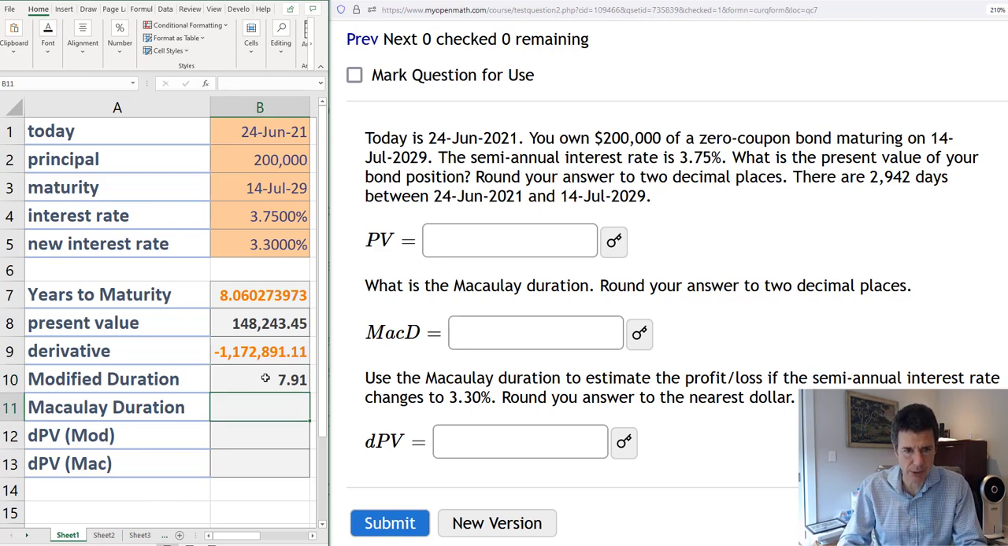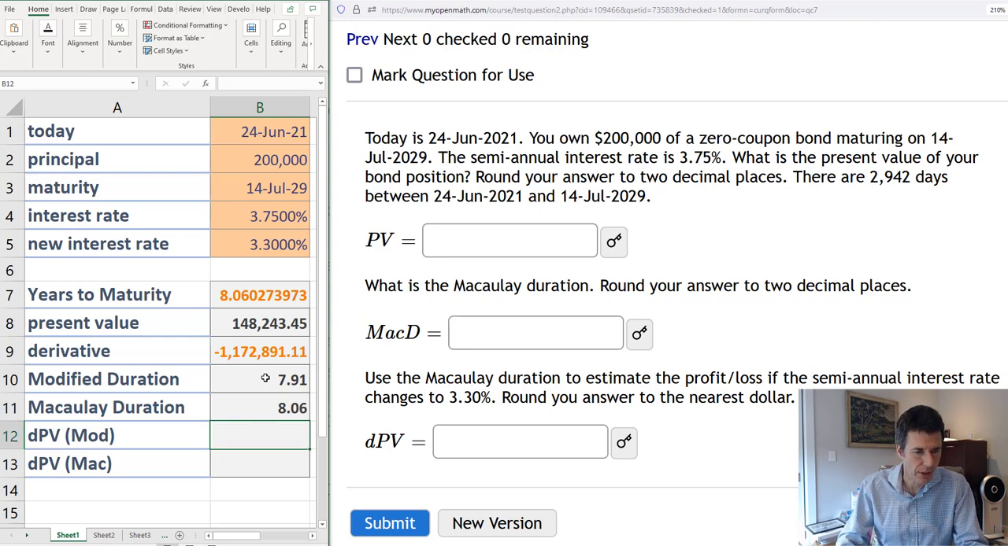The Macaulay duration is this number times 1 plus the yield over 2. Modified duration times 1 plus the interest rate yield divided by 2, 8.06. And notice that's the same as the years to maturity. Macaulay duration is the average time when the present value is paid to you. Since we only have one cash flow, that's going to be when the cash flow is paid, or 8.06 years.